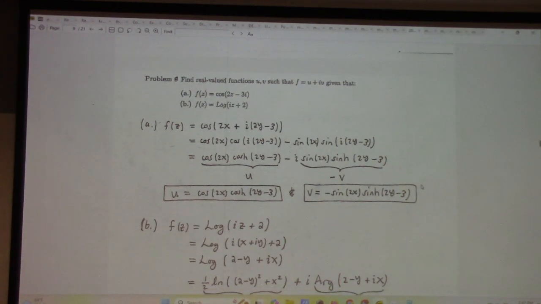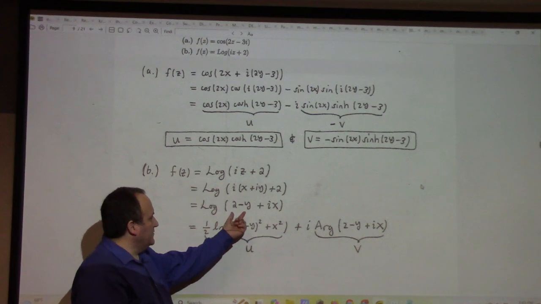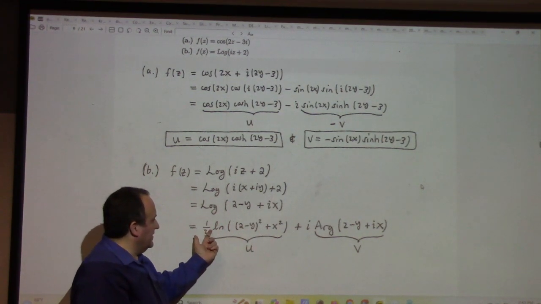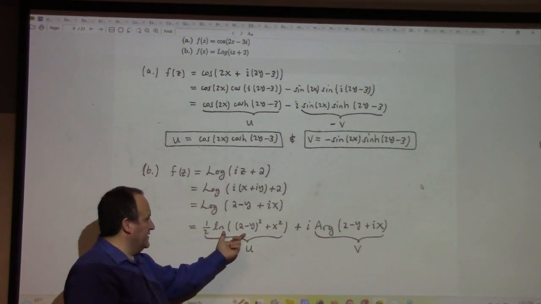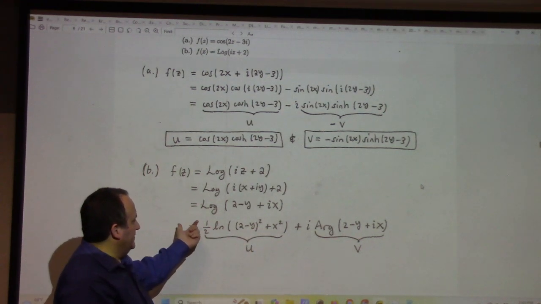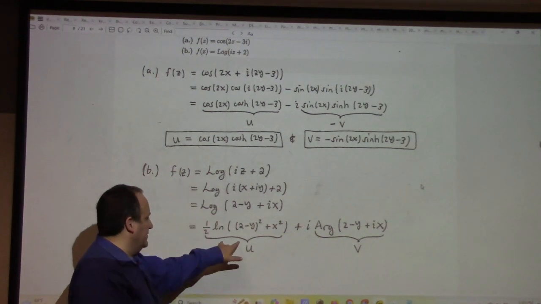They're helpful. This one here, you got log of iz plus 2. So you're looking at log of 2 minus y plus ix. So we take the natural log of the modulus, which is 1/2 the log of the sum of the squares of the imaginary and real components. And then I'm looking at arg of this animal over here, or whatever that is. So there you go, u and v.